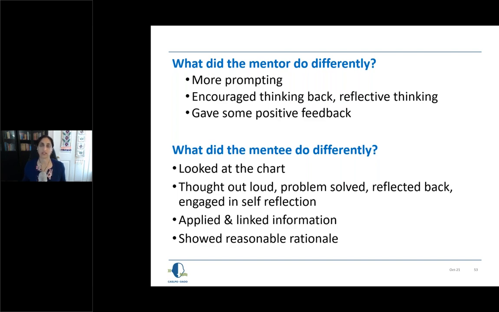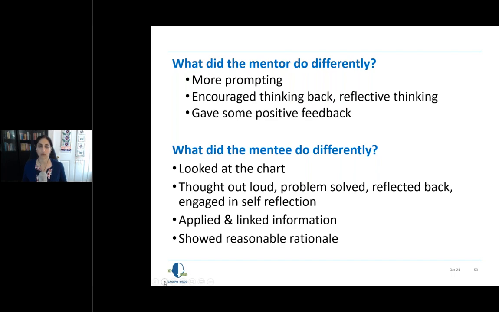So they were using that chart stimulated recall. They were thinking out loud. We could hear problem solving. So the mentee explained this time why they did the assessment the way that they did it. Why did they focus on the left ear, which tests they did. And they engaged in self-reflection. So when the mentor asked if you could go back, how would you do things differently? We heard the mentee elaborate on that. So from clinical reasoning processes, we saw application and linking of information. And I think we definitely heard a better rationale in that example.